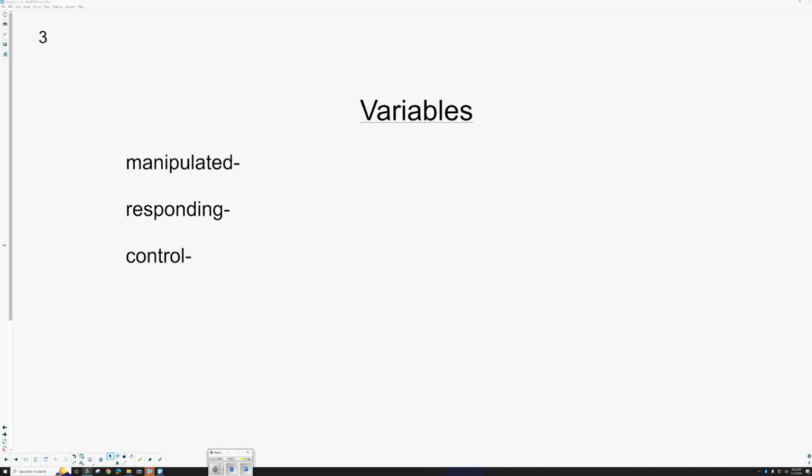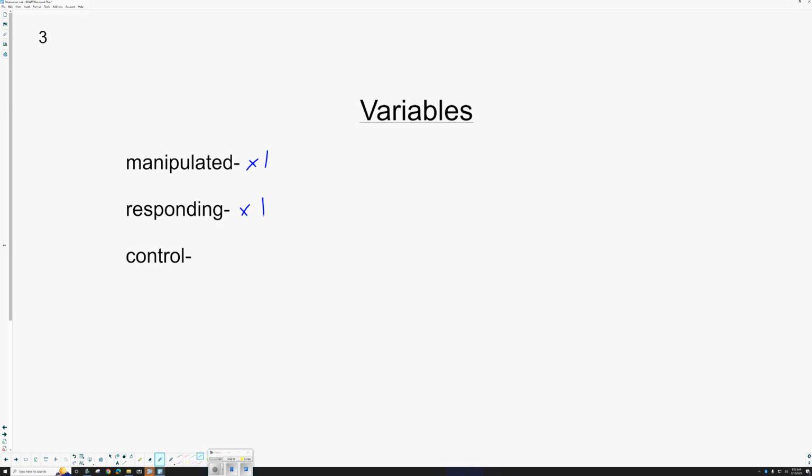Three sets of variables, of course: the manipulated variable, the responding variable, and the control. How many manipulated variables do we have? Always one manipulated variable, and that should become fairly clear to you as we go through this little pre-lab and as you work on the lab with your partners. How many responding variables do we have? One.